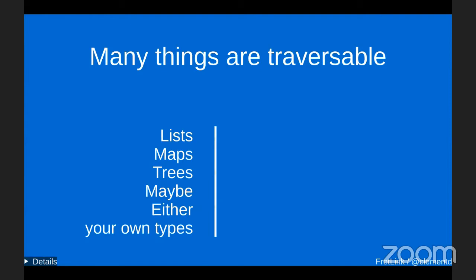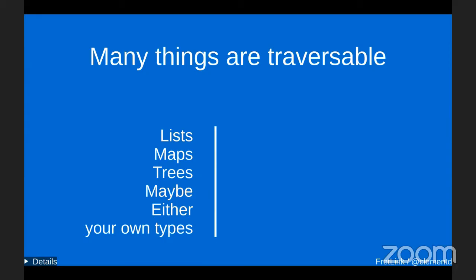Okay, so many things are traversable, as I said: lists and maps and trees. But also maybe, like Optional in Java. So either you have a value or you have no value. And Either as well. Either is called a sum type. It means that you can have either, let's say, a string or an int, and that's the type Either String Int. We'll see a bit later about Either.